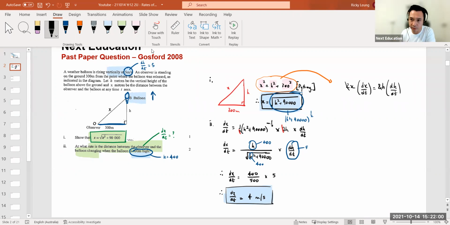Cancel out the 2's. Now, what am I trying to do here? I'll look back at my question, dx dt. I want to make this guy the subject, so divide the x over.